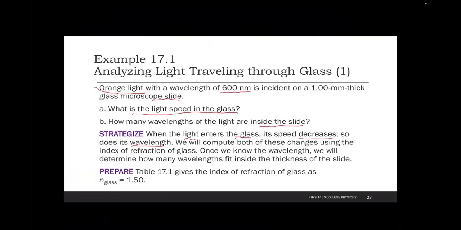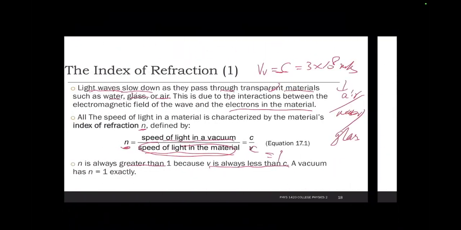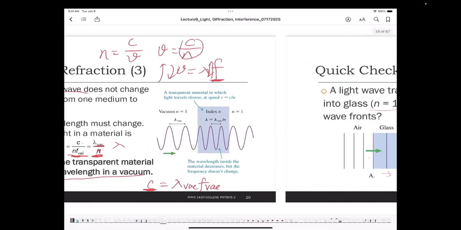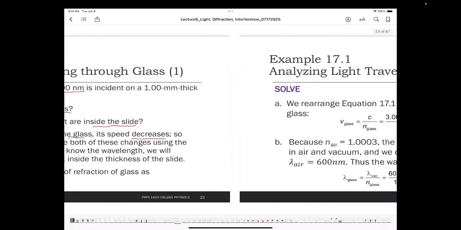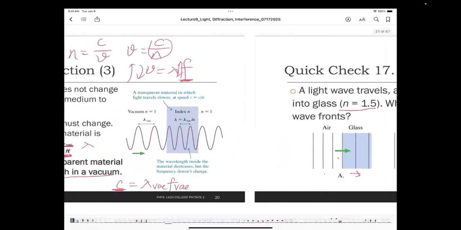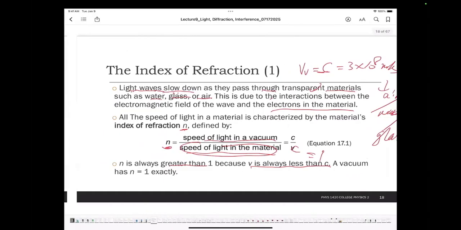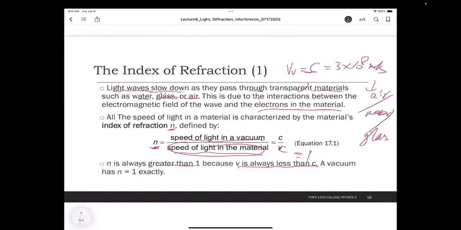Table 70.1 gives the index of refraction of glass as 1.5. Here in this table, glass is 1.5. Then we can calculate the light velocity in glass using this equation, equation 71. We can use this equation to calculate the velocity in glass.